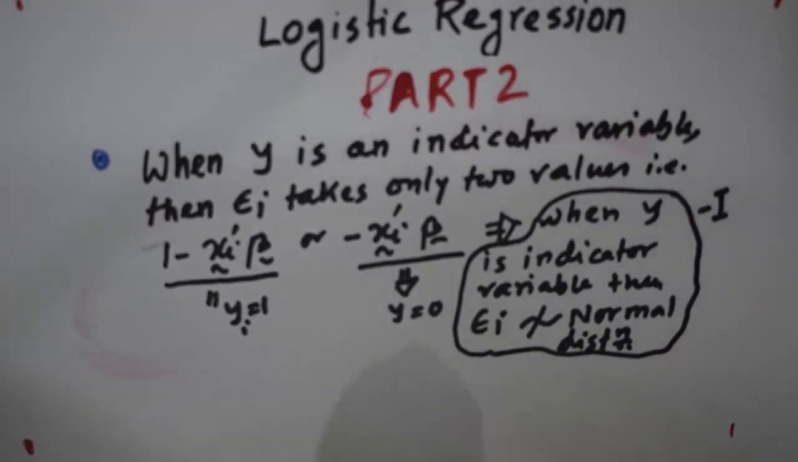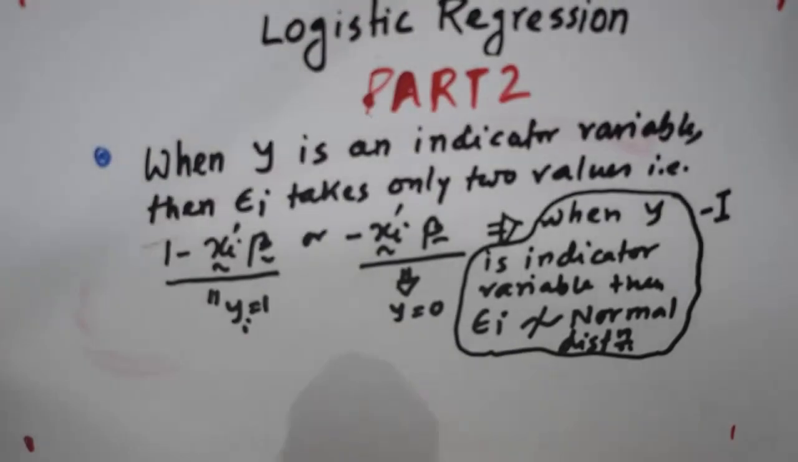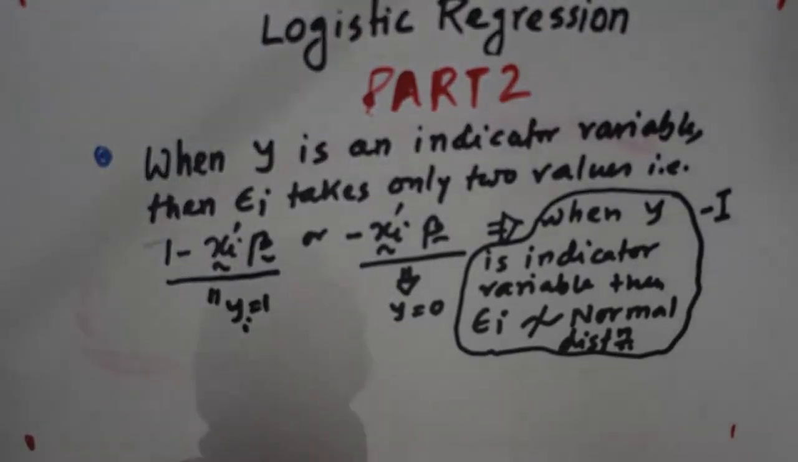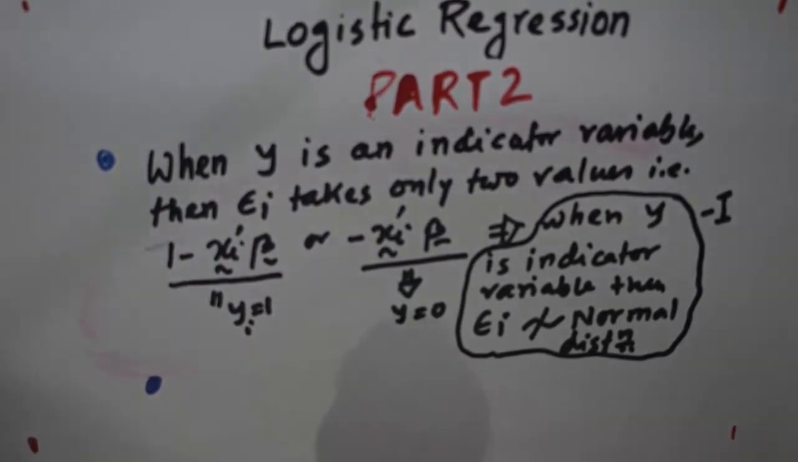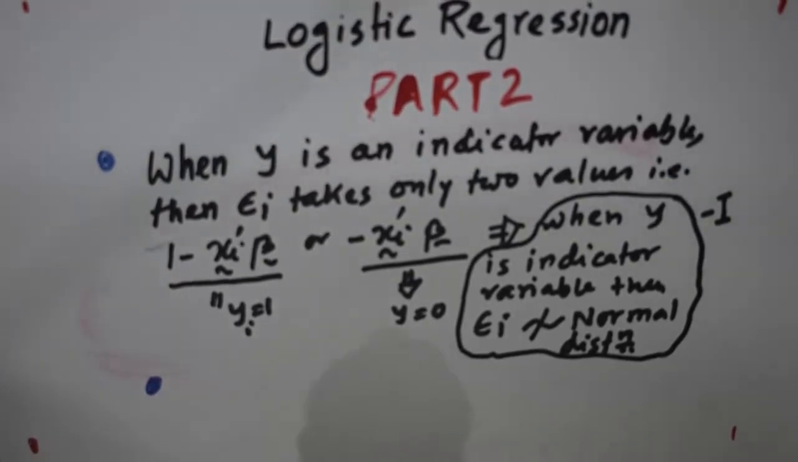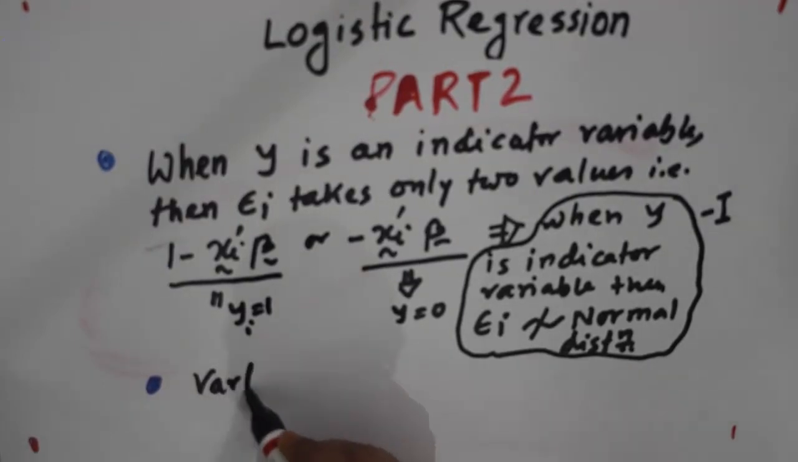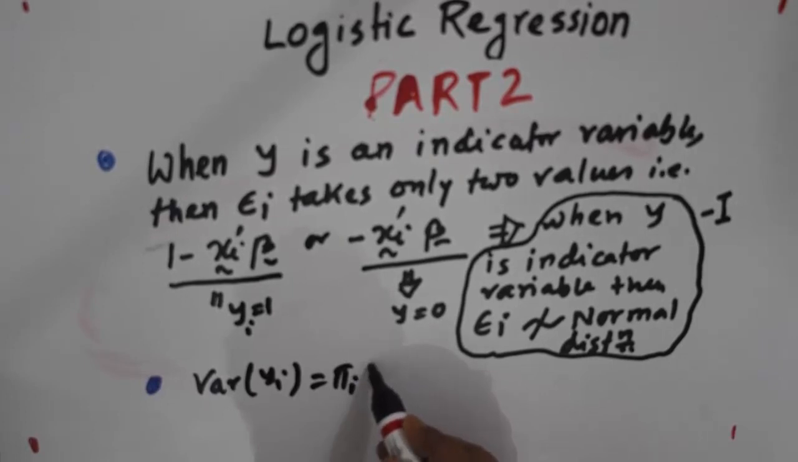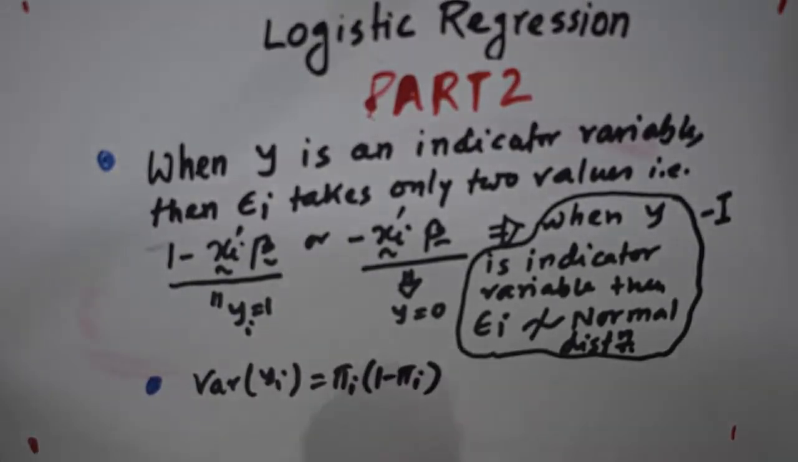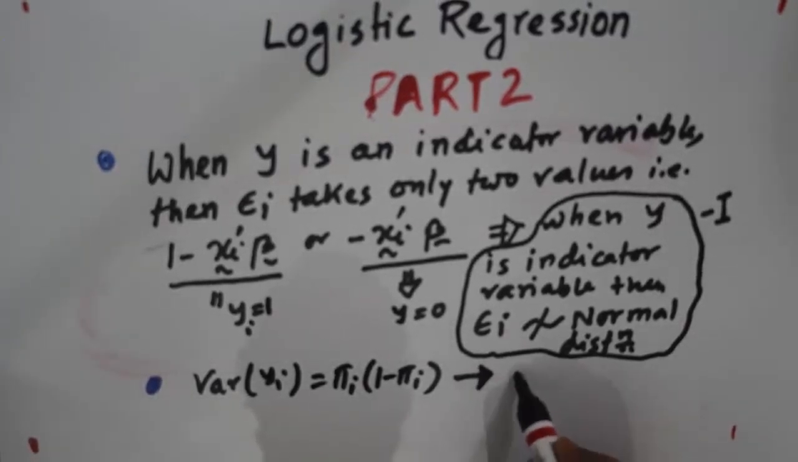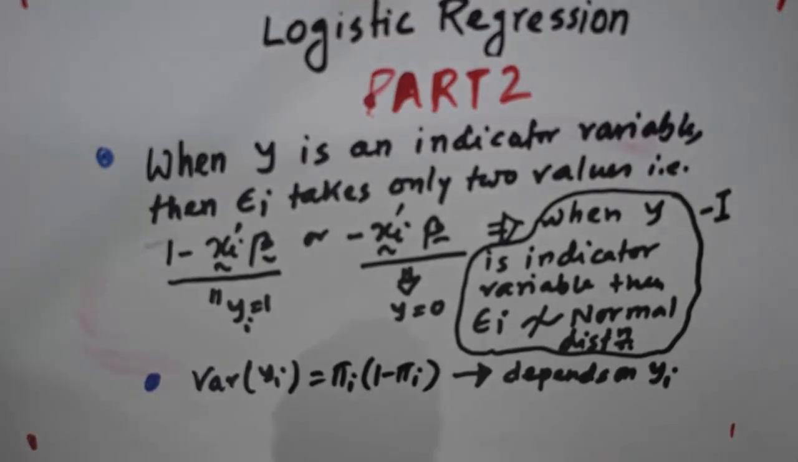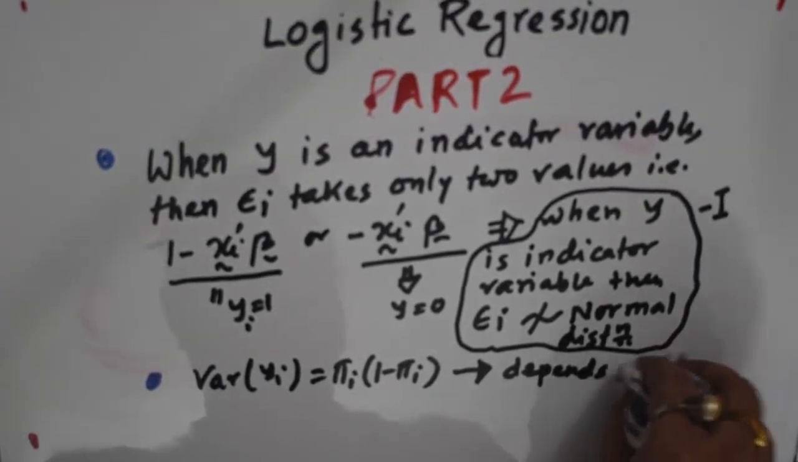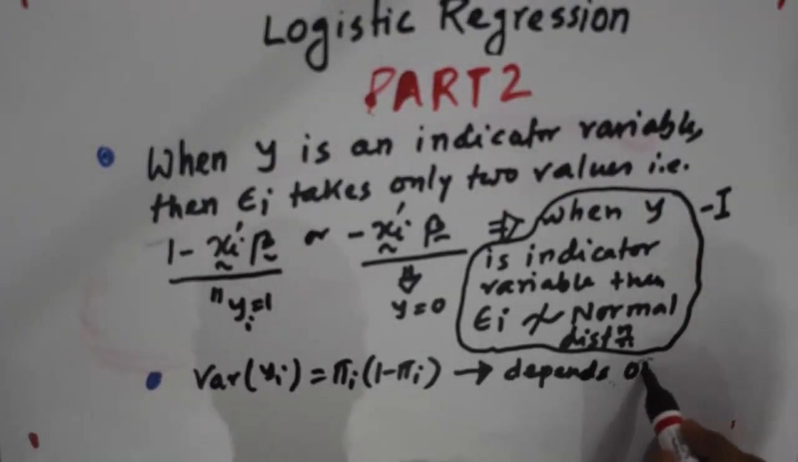Next, we observe that when y is the indicator variable, then the variance of yi equals pi i times 1 minus pi i. This depends on yi.